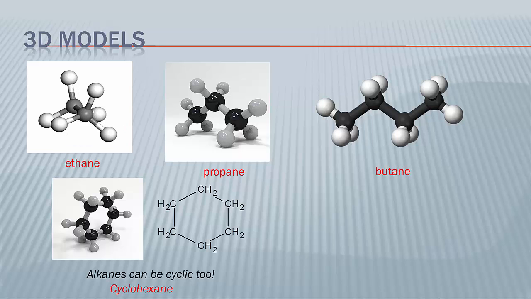But there are other ring structures too. You can have ring structures with 5, 4, sometimes even 3 carbons, but those structures are not very stable, as now the bond angle is significantly smaller than the 109.